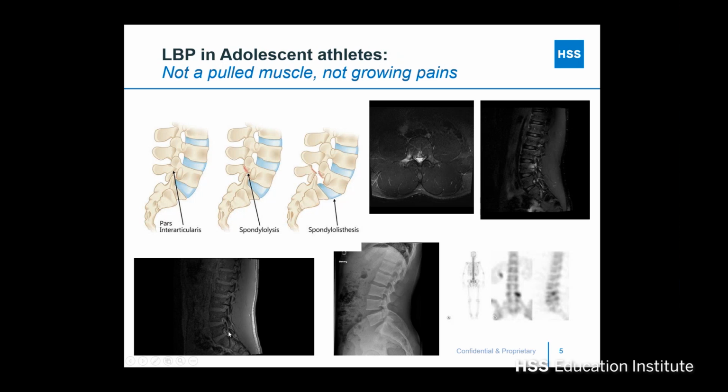And this down here shows a break in the region of the pars, what we call a spondylolysis. This is evidence of it on x-ray. These are bone scans.